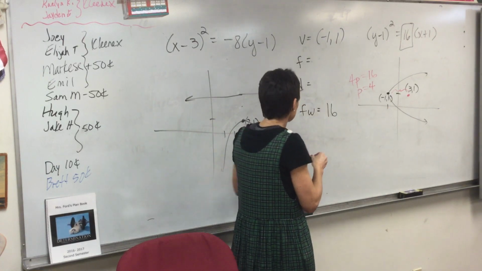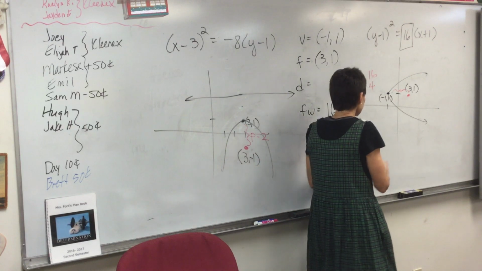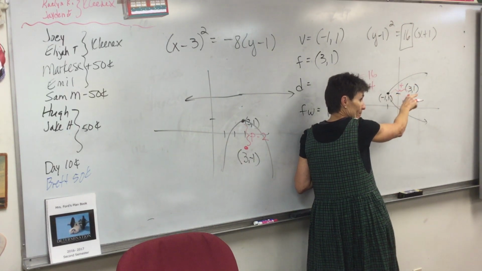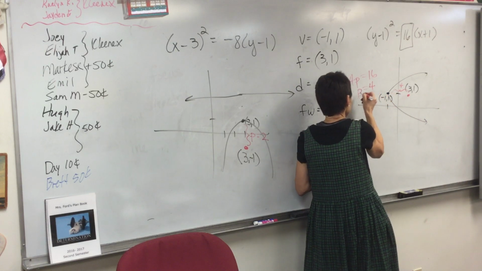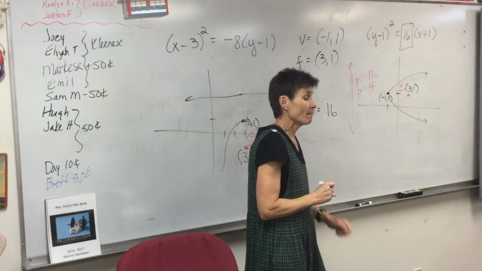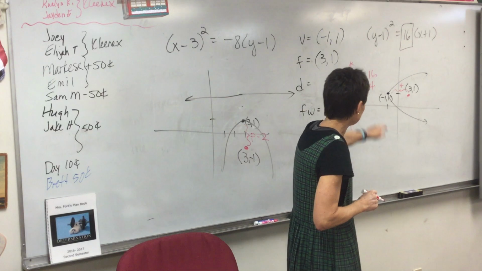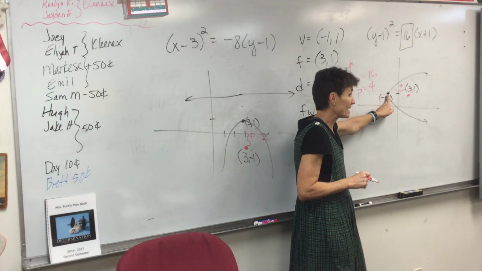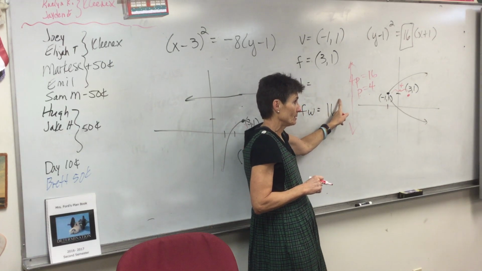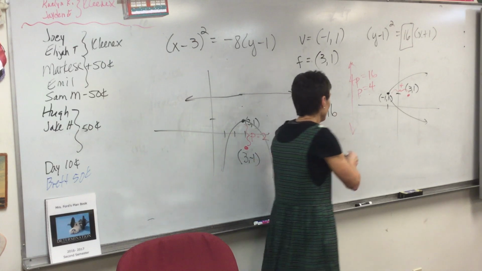All right, so that's my focus, 3, 1. Now, for the directrix, we're going to count 1, 2, 3, 4 in this direction. Remember, you go the same distance, just the opposite way. So if you start here at negative 1, 1, and you back up, where will you be? Negative 5. X equals negative 5.